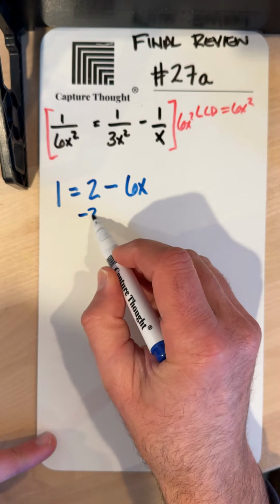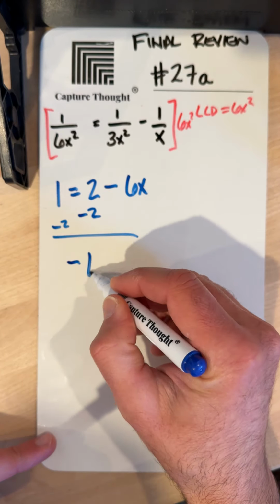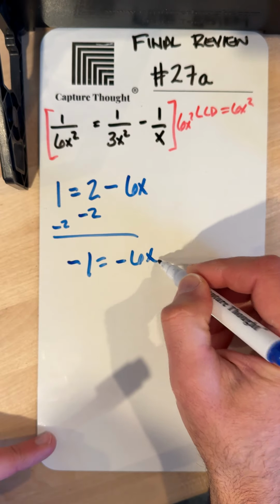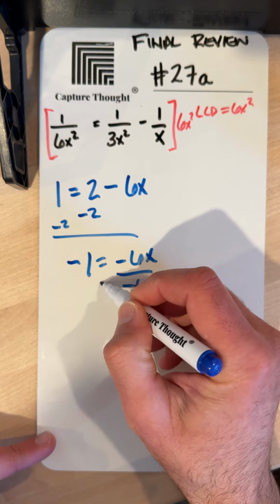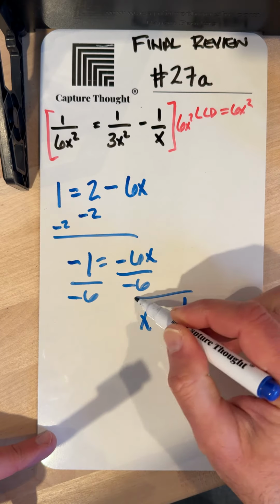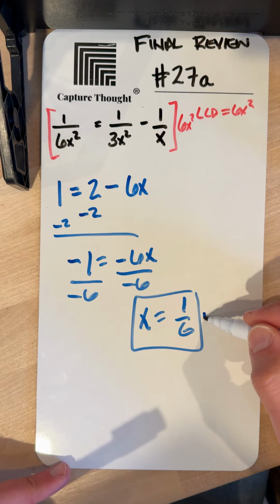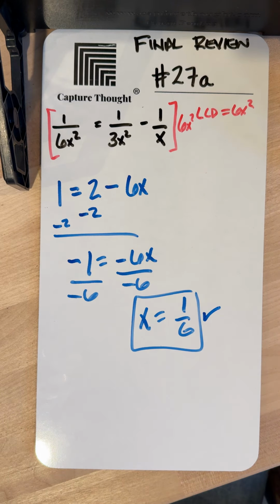So I'm going to subtract 2 from both sides. So I get 1 minus 2 is negative 1, and I get negative 6x, and I'm going to divide both sides by negative 6. So I get that x is equal to 1/6. And since that number does not equal 0, I don't have any extraneous solutions, and I'm done with that problem.